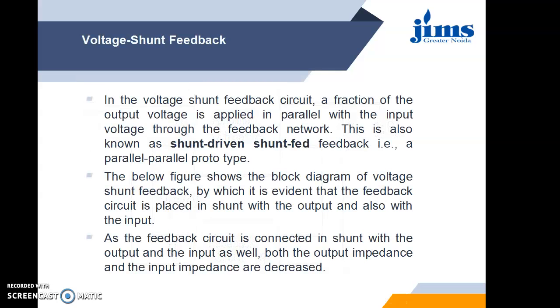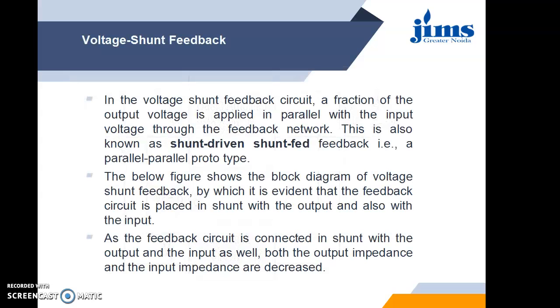In the voltage shunt feedback circuit, a fraction of the output voltage is applied in parallel with the input voltage through the feedback network. This is also known as shunt driven shunt fed feedback, that is a parallel prototype system. The circuit block diagram shows that the feedback circuit is placed in shunt with the output and also with the input. As the feedback circuit is connected in shunt with the output and the input as well, both the output impedance and the input impedance are decreased.